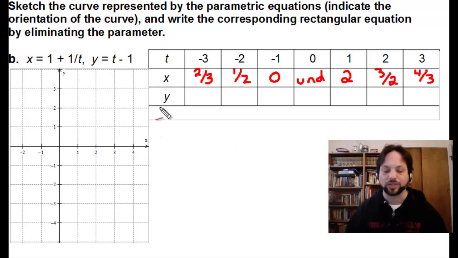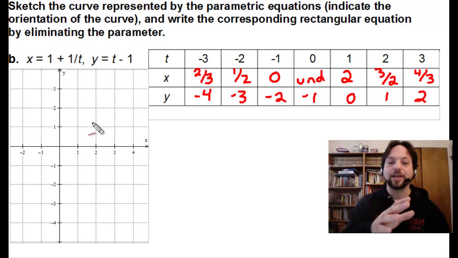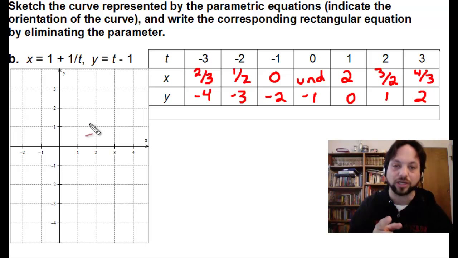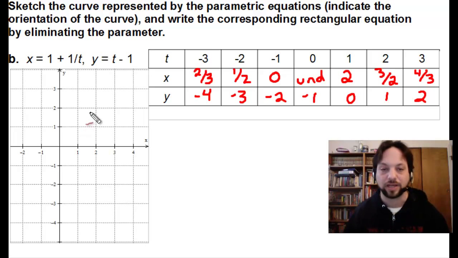Our y is going to be very simple. Whatever t is, we just subtract 1. So I should be able to run through this. Let's see here. And it's going to look like this. Nothing special. So let's go ahead and graph all these points. Remember, we need to be careful about the orientation. So I'm not going to graph them randomly and haphazardly, but rather I'm going to start at the earliest time and move on to the latest time. So let's see how this looks.